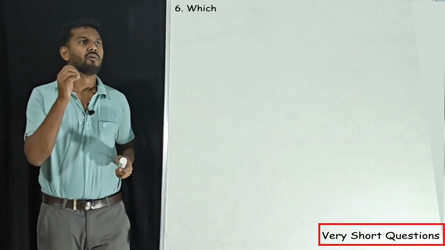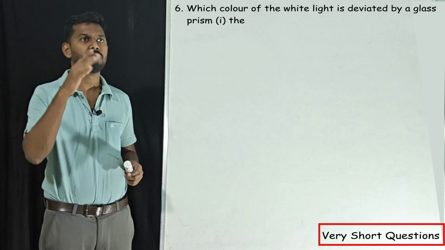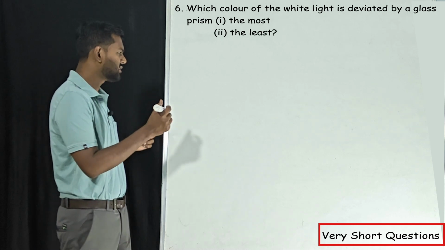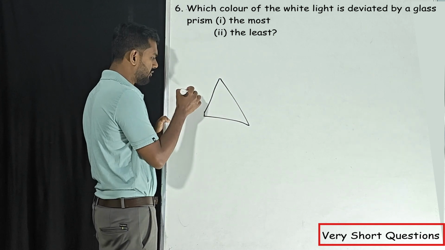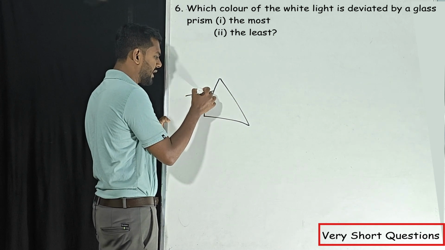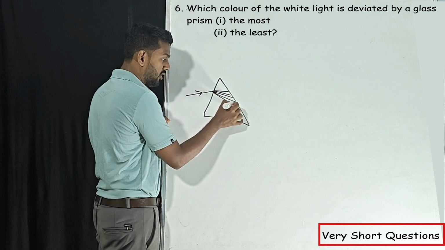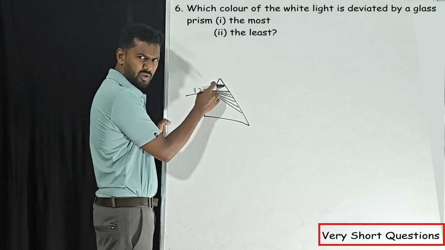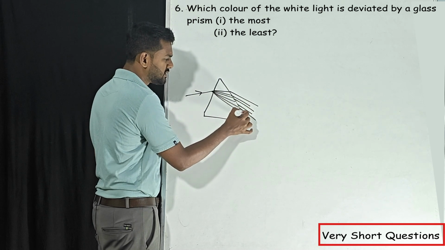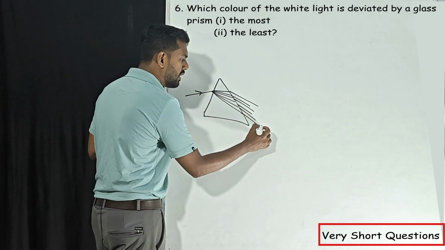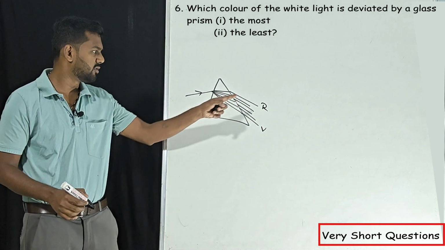Our next question: which color of the white light is deviated by a glass prism the most and the least? See, this is one important question. Assume this is a prism. When white light enters, it is going to divide into 7 colors. Don't worry about the number of lines. Here it gets refracted again. We are going to get violet and this will be red, and this is violet.